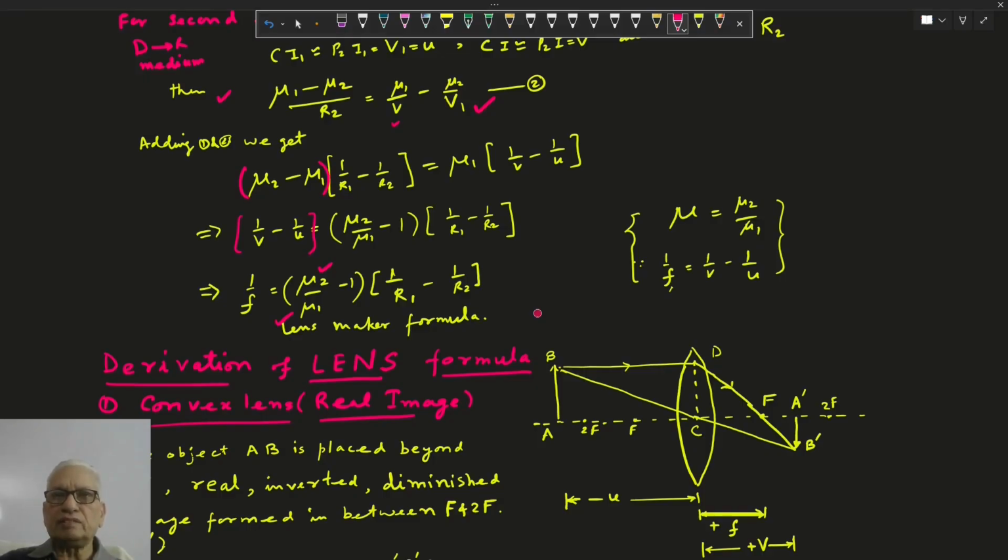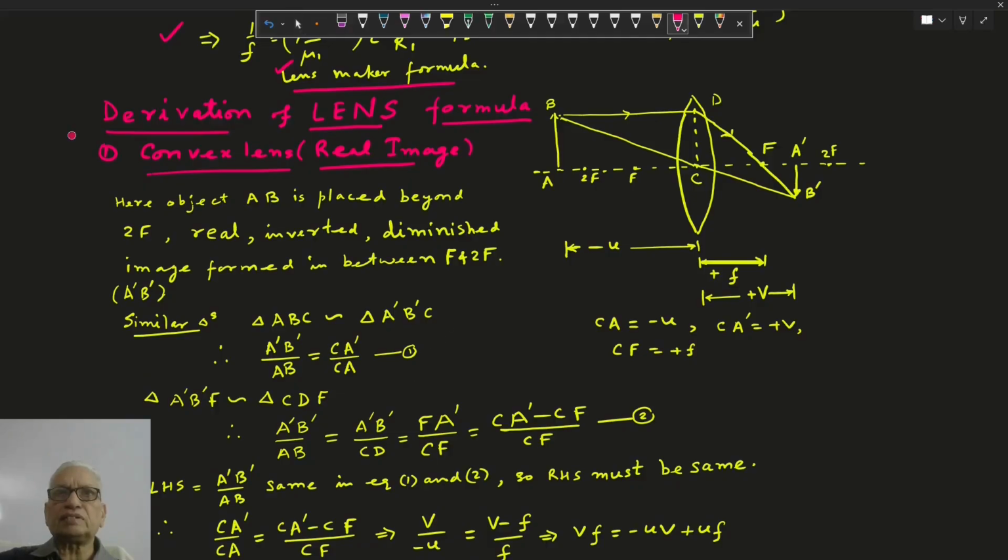So we have derived this lens maker formula for the concave lens. Same formula is coming here. Now, derivation of lens formula. The lens formula is 1 upon f equal to 1 upon v minus 1 upon u. It is the same formula coming for each and every case for lens.